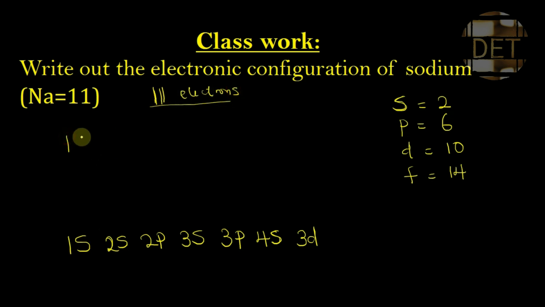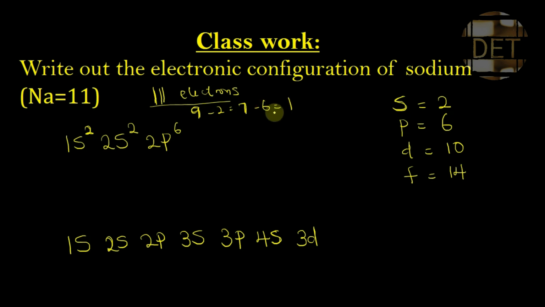So I have 1s. The maximum number of electrons that can occupy this s orbital is 2, 1s2. So I've removed 2 electrons from these 11 electrons. I will be left with 9 electrons. Then the next orbital is the 2s orbital, which will carry a maximum of 2 electrons. So this is 2s2. I will now be left with minus 2, that will be 7 electrons. Then the next orbital is the p orbital, and the maximum number of electrons that can occupy it is 6. So minus 6 will give me 1.